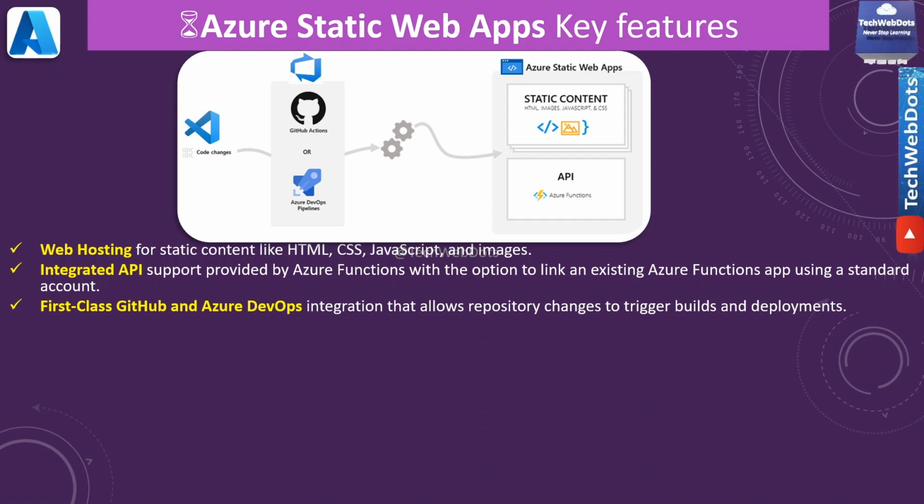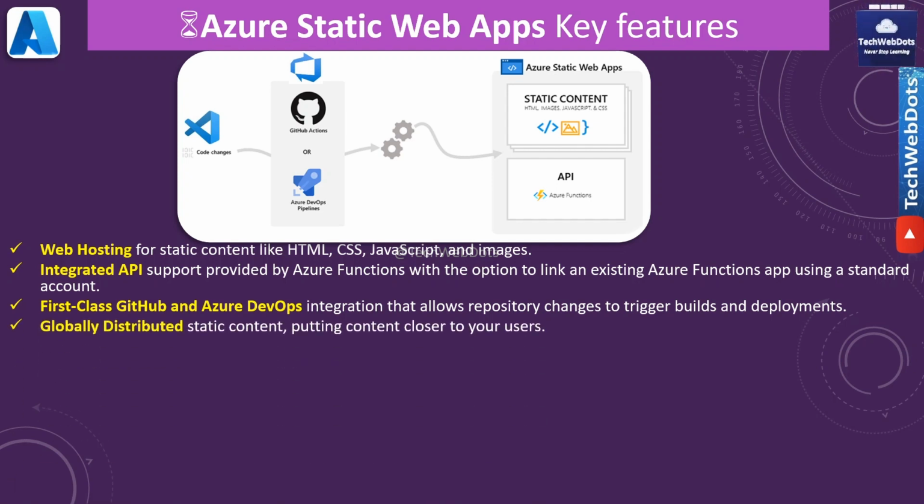First class GitHub and Azure DevOps integration. It means this static web app covers every scenario that you can think of with GitHub or Azure DevOps integration that allows repository changes to trigger build and deployment. Globally distributed static content, as I said earlier, so putting content closer to your users definitely gives them low latency and they can use your content in a much faster way.